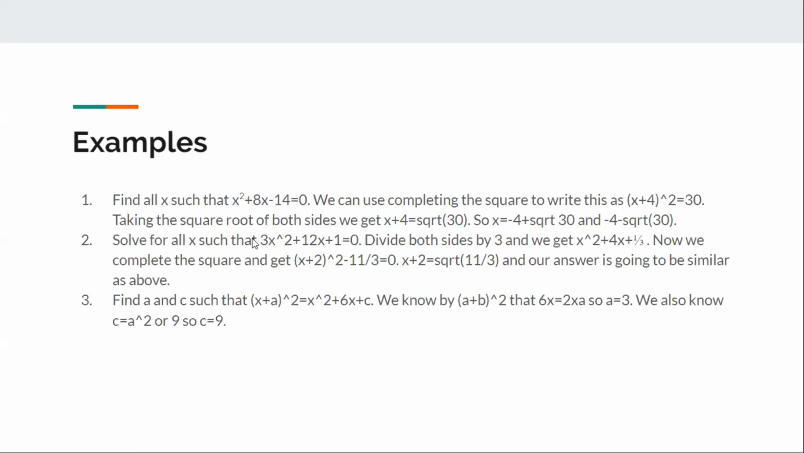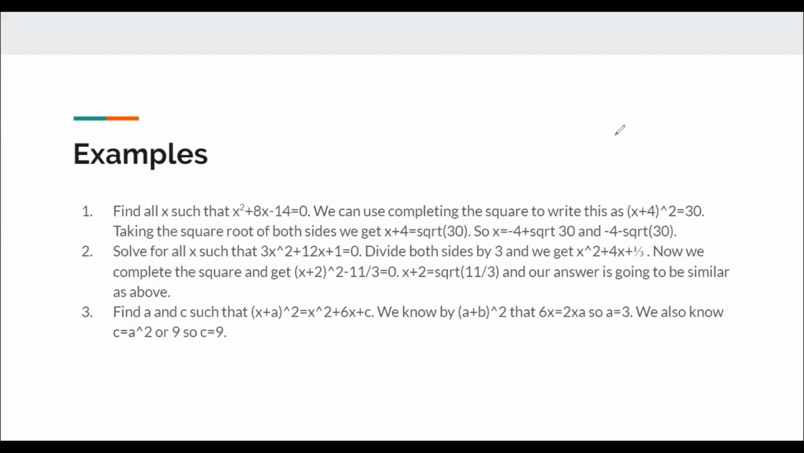So here's an example of using completing the square. Find all x such that x squared plus 8x minus 14 is equal to 0. So we can complete the square, and you see the x squared plus 8x term. So you can write that as (x plus 4) whole squared, because (x plus 4) whole squared is just going to be x squared plus 8x plus 16. So we add 16 to both sides, and it's going to become (x plus 4) whole squared is equal to 30.